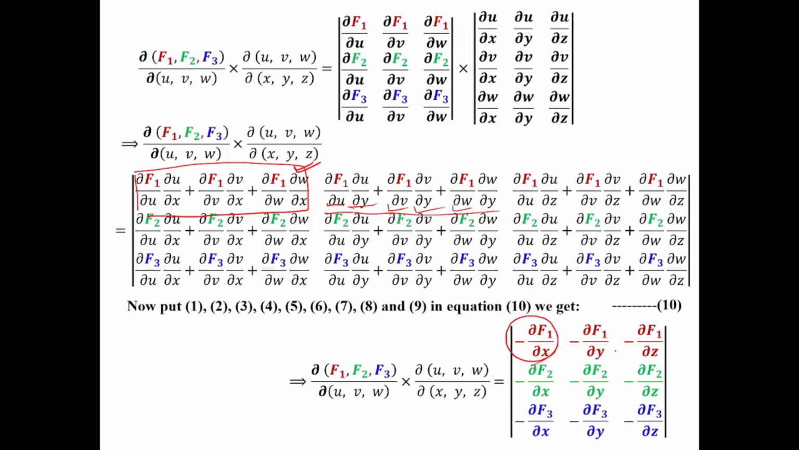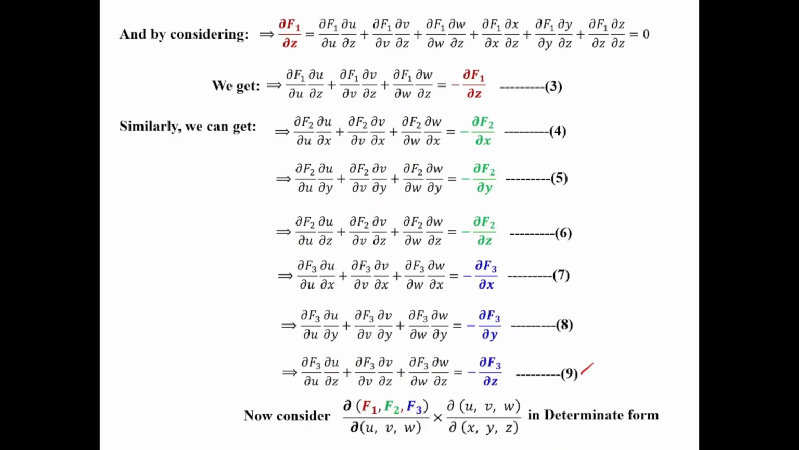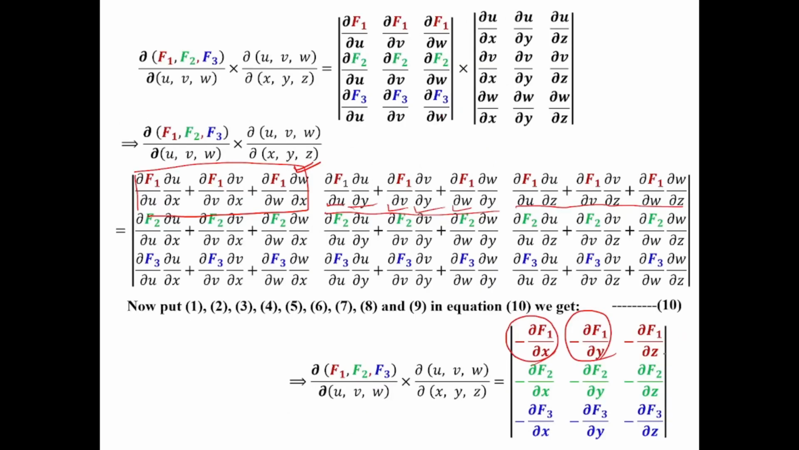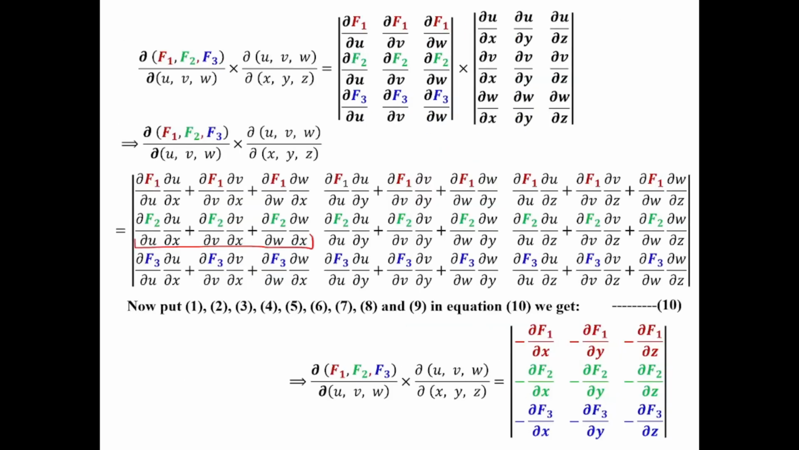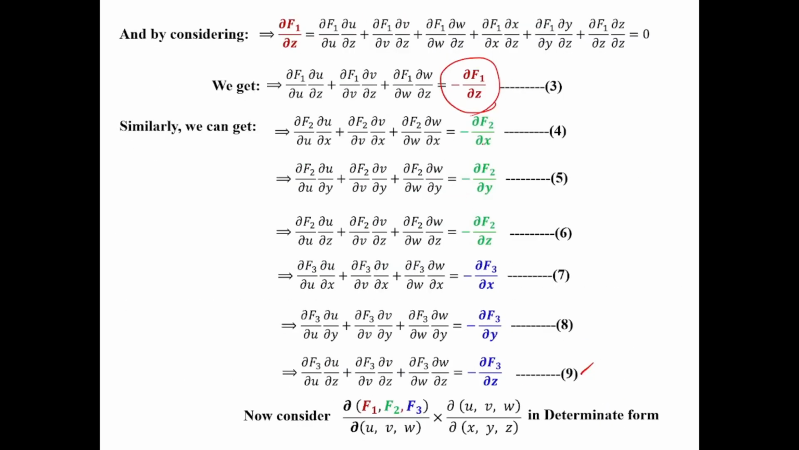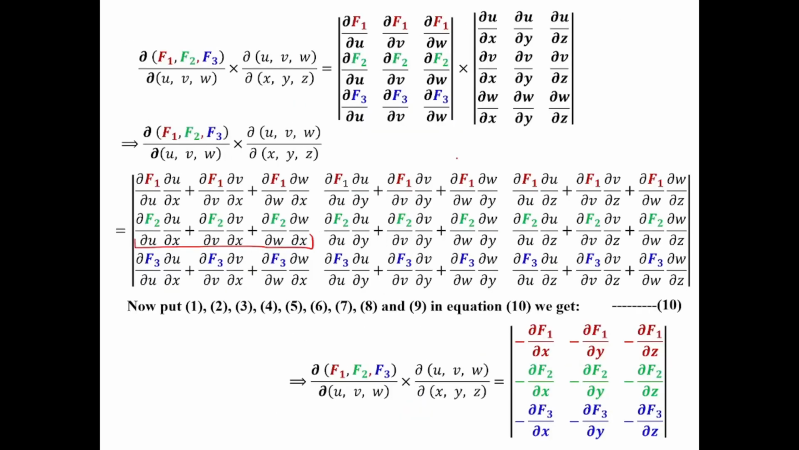Written over here. Okay, here del f1 by del u by del z, del f1 by del v by del z, del f1 by del w by del z is nothing but your equation number 3 value, that is your minus del f1 by del z. Okay, likewise this one, del f2 by del u by del x, del f2 by del v by del x, del f2 by del w by del x is nothing but minus del f2 by del x. So instead of this term written as minus del f2 by del x.